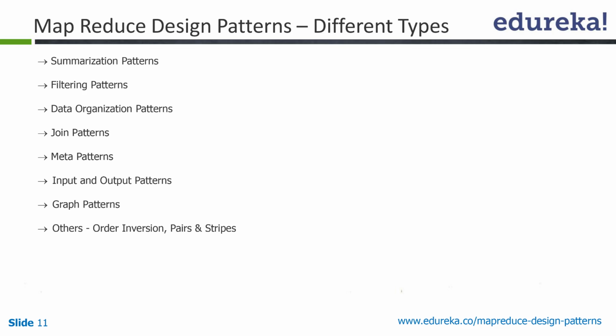Then we have the data organization patterns. Let me explain this with a little bit of an example. You have unstructured data out there, for example, the data you get out of Twitter. Or, for example, you have some data coming out of Twitter, and then you have some data coming out of an RDBMS. You want to join these two things together and put it in a hierarchical format so that the processing on these things becomes faster.